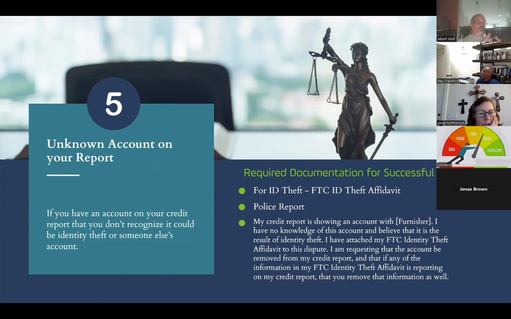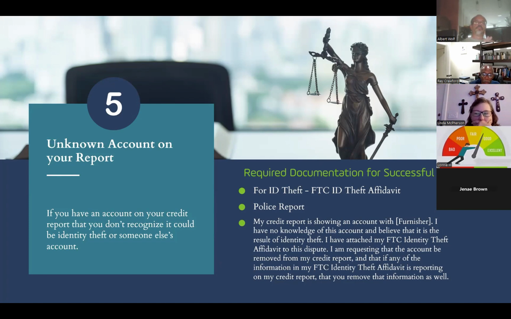So if you have an unknown account on your report, this is most likely due to identity theft. For the required documentation, you might need an FTC identity theft affidavit and a police report. It's really important to make sure your client understands this is definitely an FCRA violation if it's identity theft, and you need to get this to the legal team.